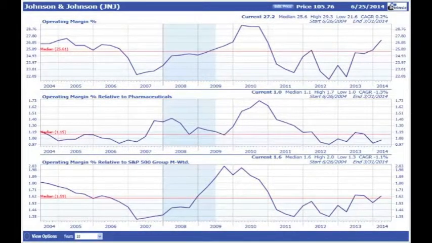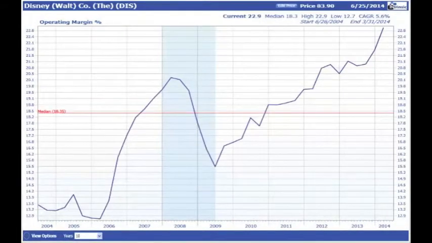Disadvantages are that peer groups can be difficult to define and peer companies may not have the same cost structure. An investor might look for stocks with a current operating profit margin above historical levels or above peer levels. A thorough analysis would include other data and metrics as well.